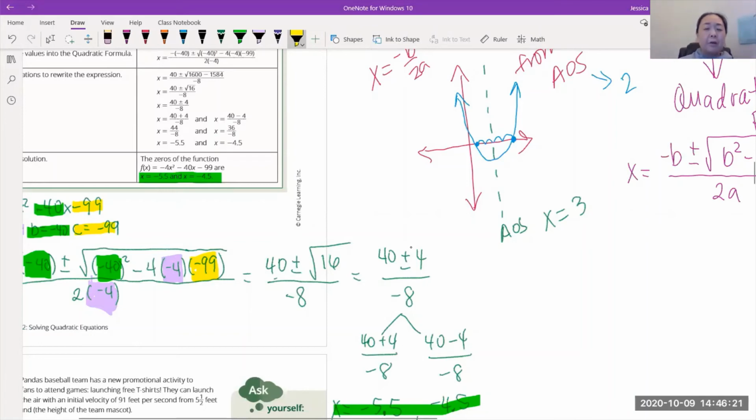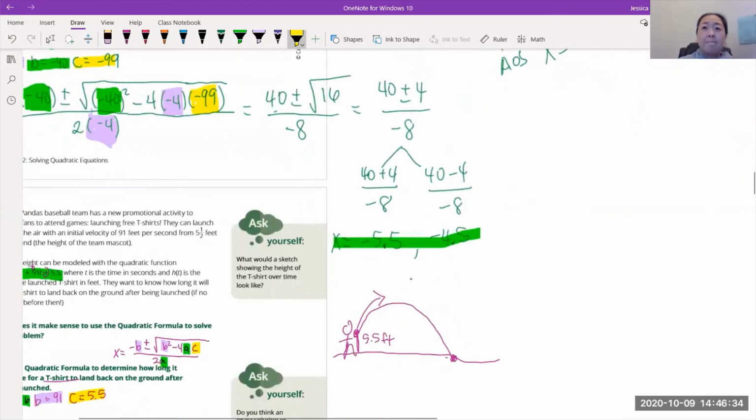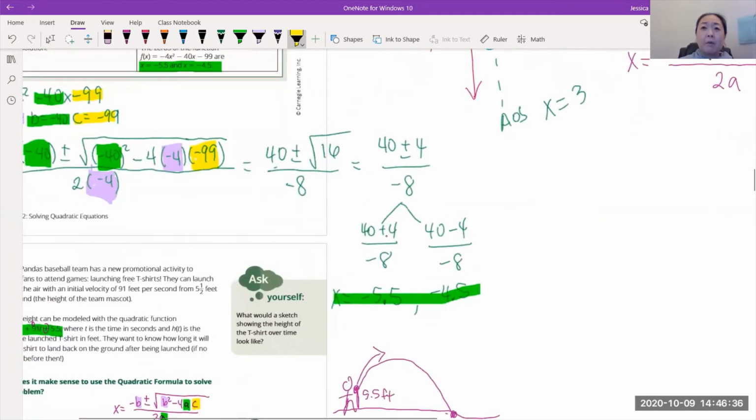The way we say it, plus or minus, it's very misleading. We should say maybe plus and minus. I don't know, but it's definitely not an or like a choosing kind of or. Okay, once we do that, your answer should be -5.5 and -4.5, and those would be your answers.